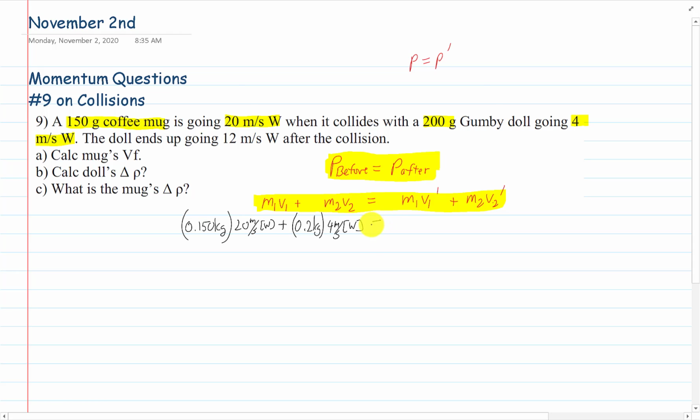And that equals the mass of the mug, which is 0.15 kg, and I'll do it in red for the unknown, since we don't know the mug's final velocity. Plus the mass of the Gumby doll, which is 0.2 kg, and it's moving at 12 meters per second west.